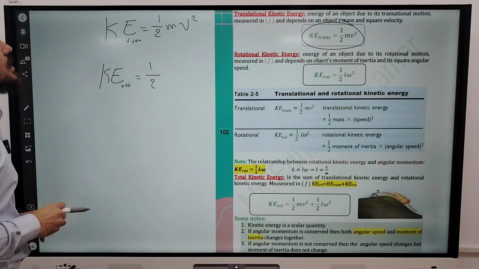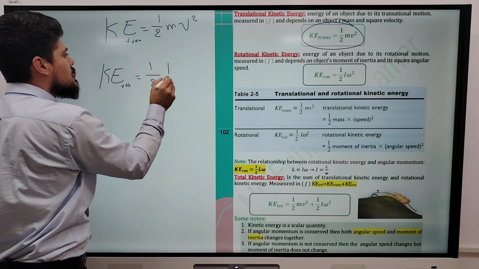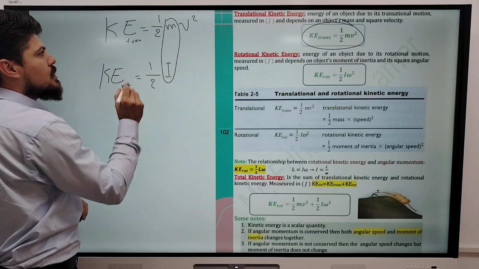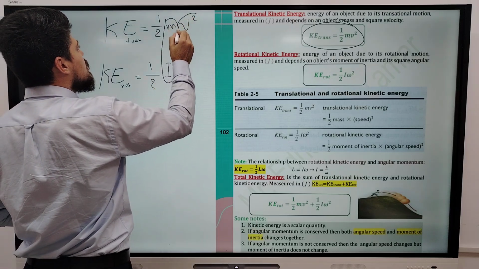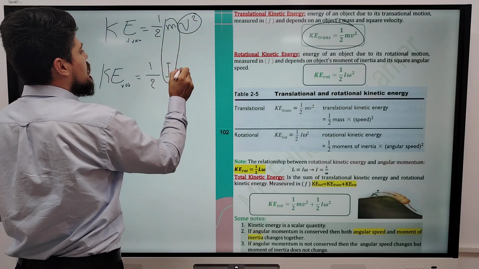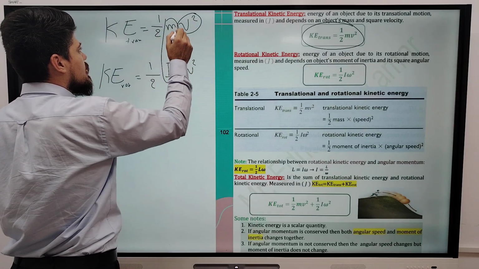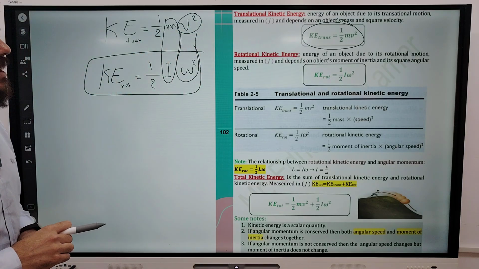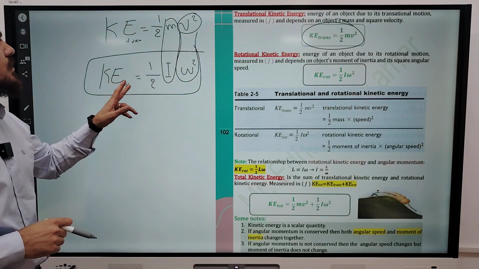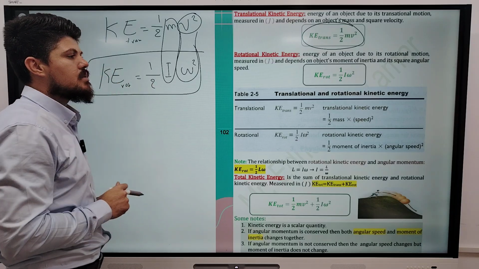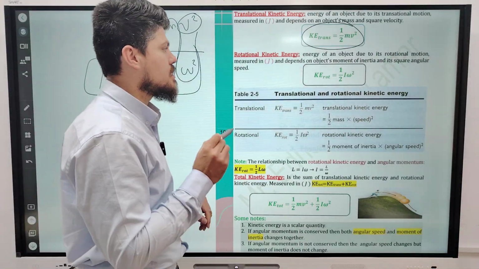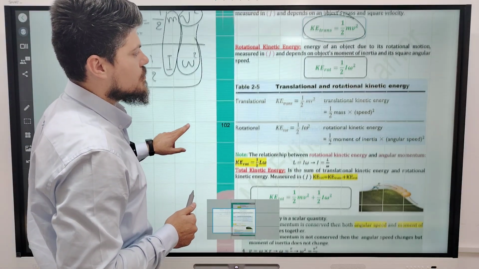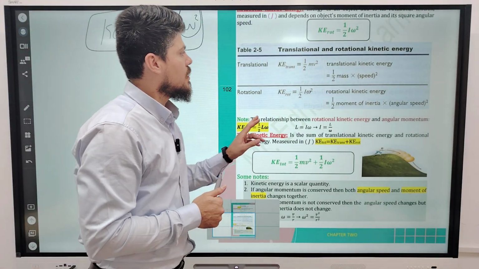Okay, what is the rotational analog of mass? Is moment of inertia. Rotational analog of mass is what? Moment of inertia. So what about the rotational analog for the velocity or speed? Is angular speed. Okay? So this is the rotational kinetic energy, which is equal to 1/2 I times omega squared. I is moment of inertia and omega is angular speed, and also measured in joule.